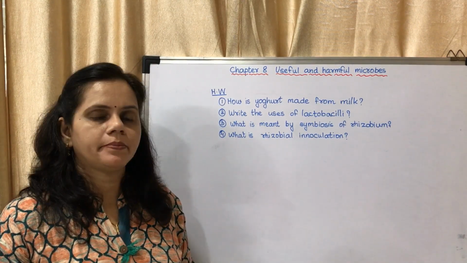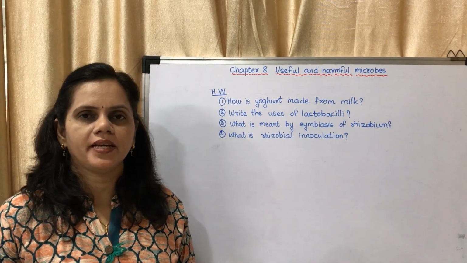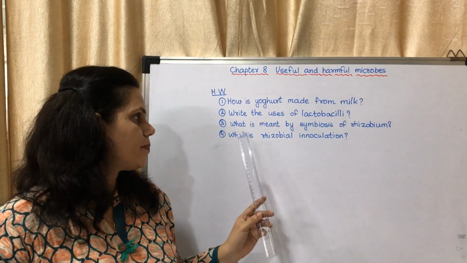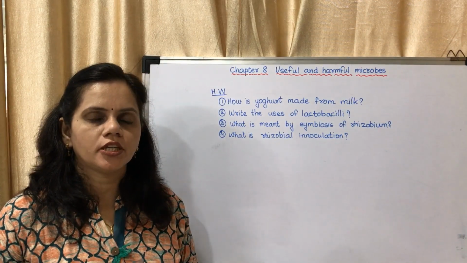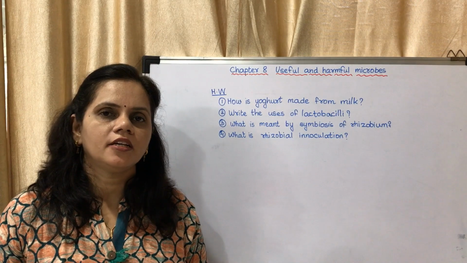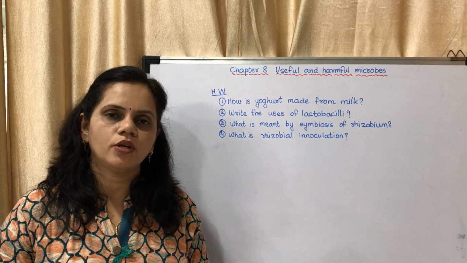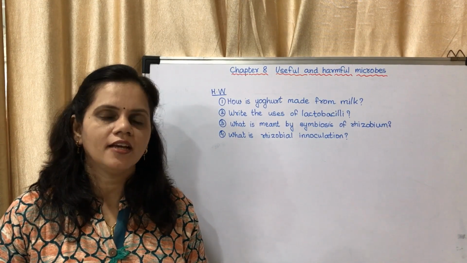What is meant by symbiosis of Rhizobium? That paragraph, second last paragraph on page number 89 you may write. What is rhizobial inoculation? Page number 90, that box. Okay, this much for today. You may read it and write the parts and mark the parts which I have told you in the textbook. Okay, thank you.